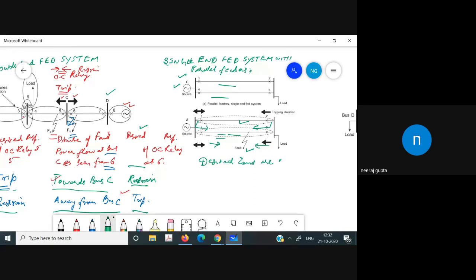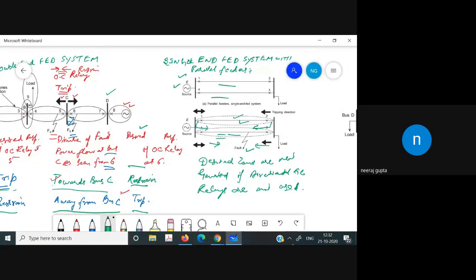The desired zones are not generated if directional overcurrent relays are not used in that very case. So as a result, what will happen whenever the fault takes place? In that very case, the fault power will move from this line also, and as a result, both the lines will trip because of that fault in the system.